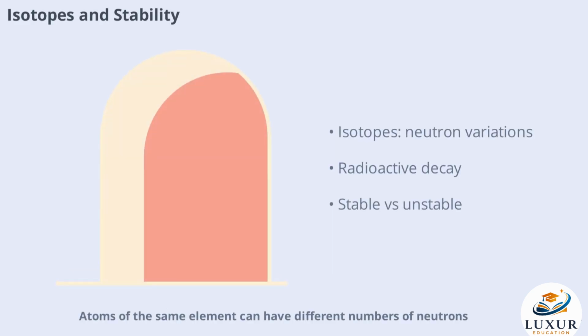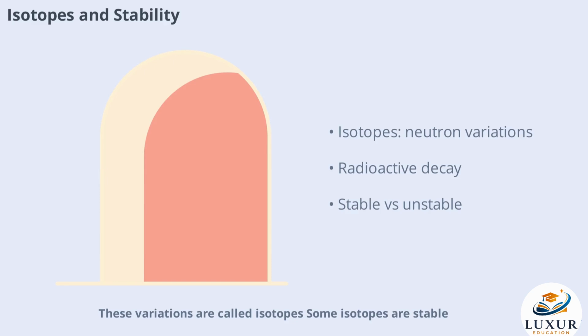Atoms of the same element can have different numbers of neutrons. These variations are called isotopes. Some isotopes are stable while others are unstable and break apart, releasing energy as radiation. This process is called radioactive decay. The number of protons always stays the same for a given element, but the number of neutrons can vary, leading to different isotopes with unique properties. Some isotopes are useful in medicine and science, while others can be dangerous due to their radioactivity.